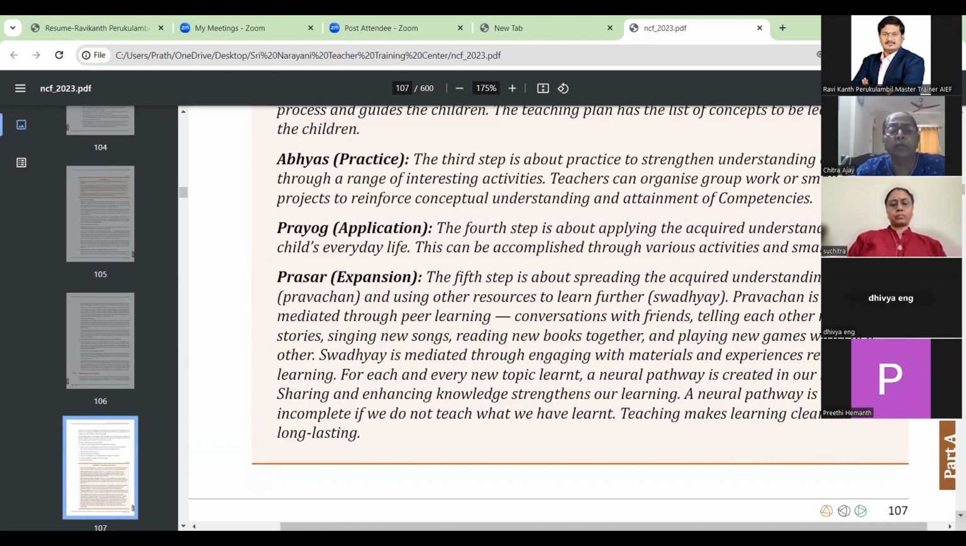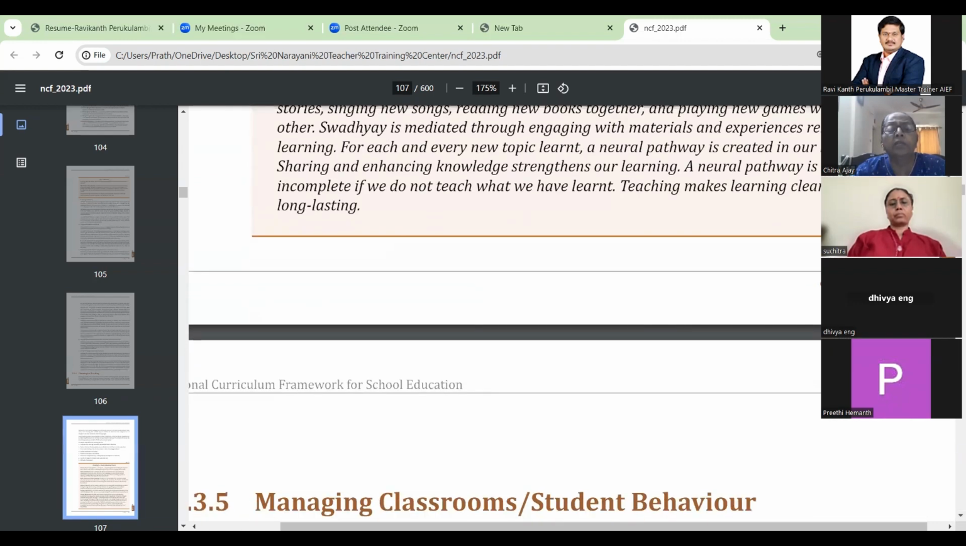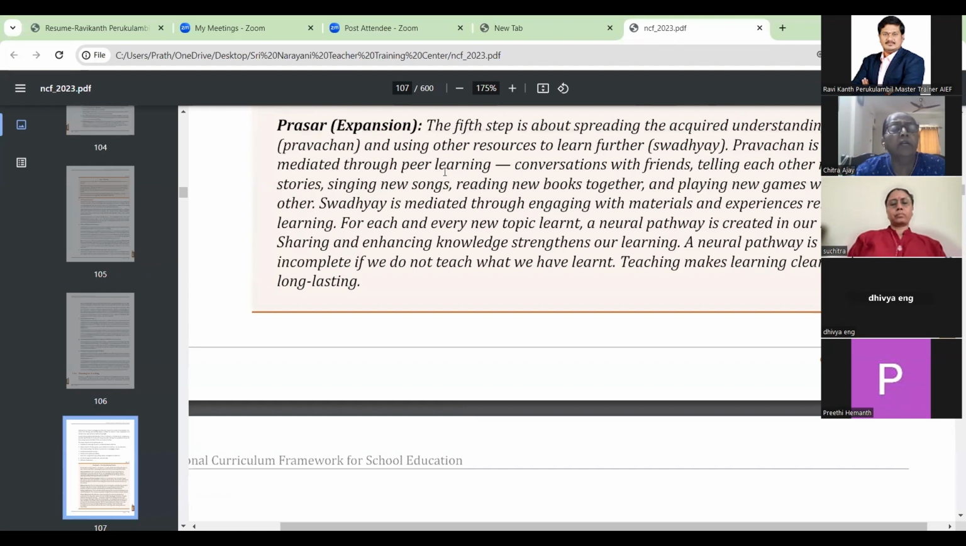that is swadhyay. Pravachan is largely mediated through peer learning. Conversations with friends, telling each other new stories, singing new songs, reading new books together, and playing new games with each other. Swadhyay is mediated through engaging with materials and experiences related to learning.